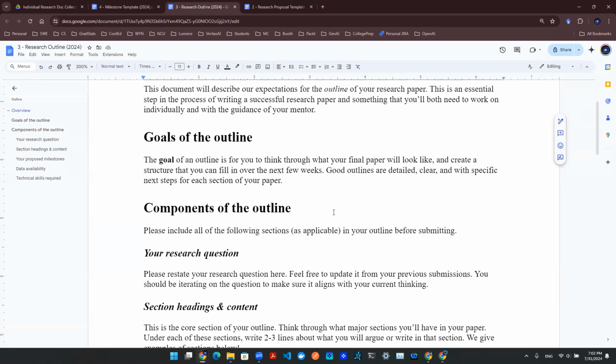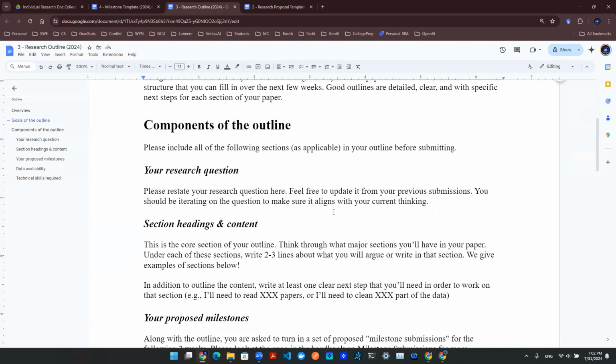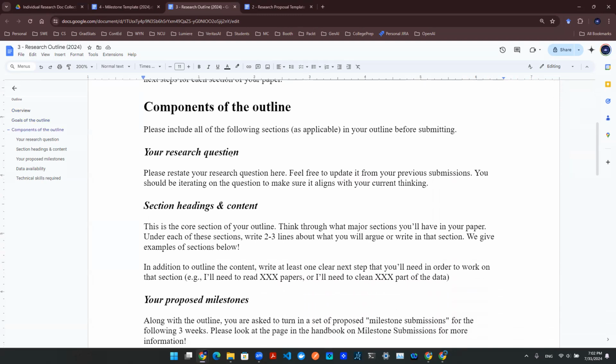First things first, the most important thing is the components of the outline. A good outline should have the following components. First of all, it's a research question. The research question should state what your research question is. Now, if you are doing your research up to the point that you're writing a research outline, I'm assuming you have a research question in mind. So this part is to restate what that is and to make sure you're iterating on the problem that you're currently doing research on.